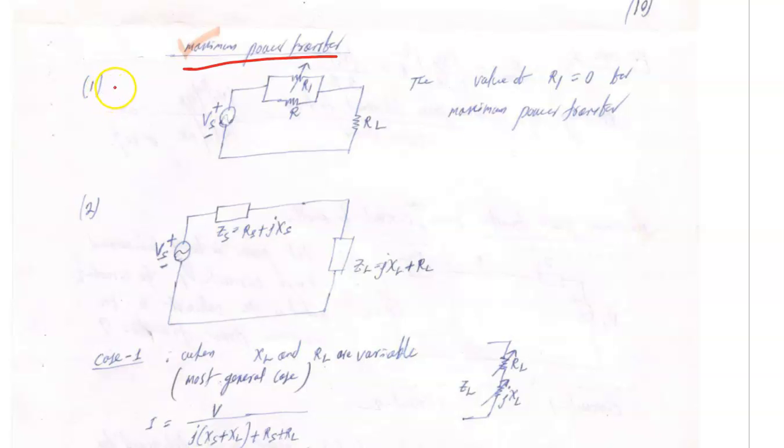So let us take scenario 1. This is a tricky one. Scenario 1: you have a voltage source Vs, you have a resistor R, there is a variable resistor R1, and this is your load resistor.